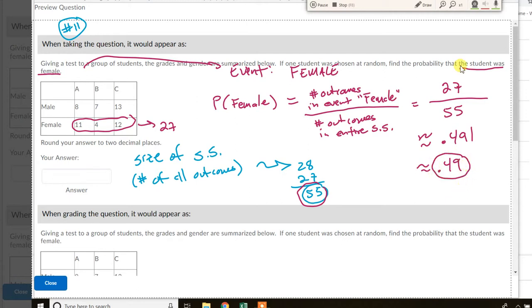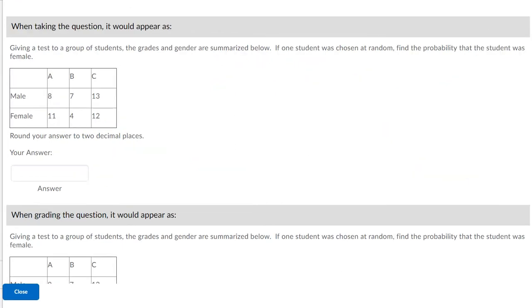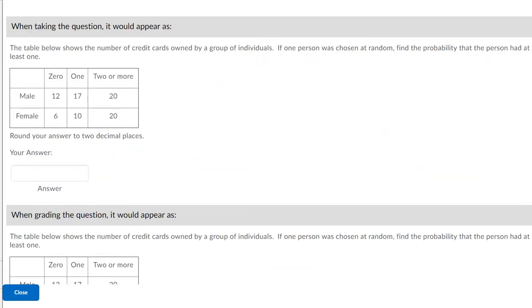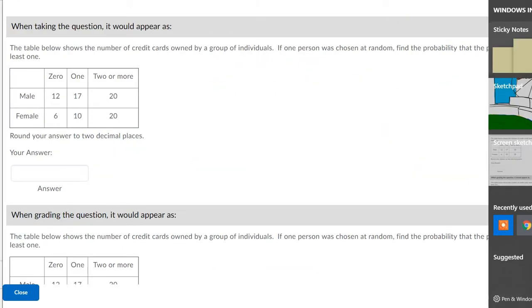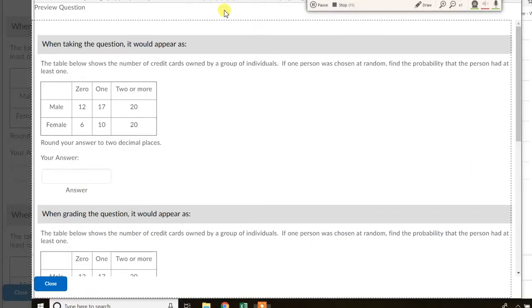Let's do one more. Let's try 13. Okay, this is problem number 13. Let me go ahead and bring up the screen sketch. Okay, so we're on number 13. So let's identify the sample space. So the sample space is the set of all possible outcomes.